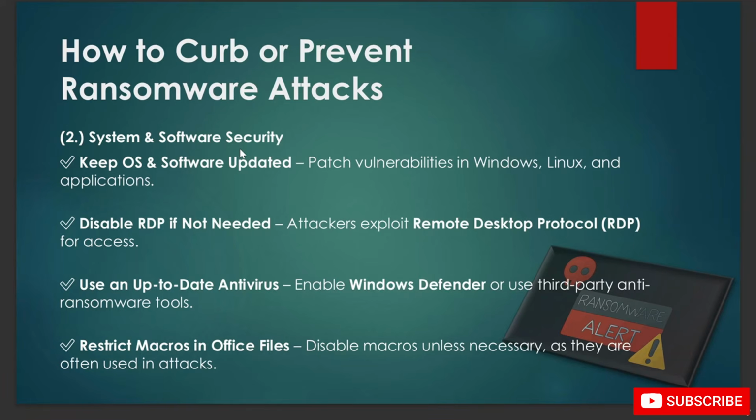Now use an up-to-date antivirus. Enable Windows Defender or use third-party anti-ransomware tools to protect your computer system. Alright, so restrict macros in Office files. Disable macros unless necessary, as they are often used in attacks. So these are what you need to do to help curb or prevent ransomware attacks.